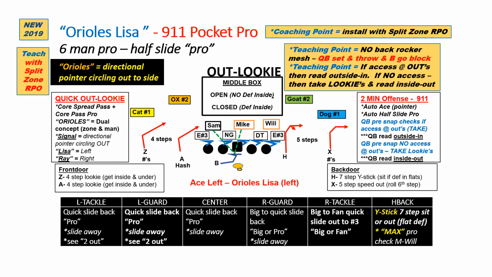So Lisa puts the protection to the left, man principle by the left tackle, left guard, and then the center, right guard, right tackle are going to be in a slide back zone principle. Back double checking Mike to Sam. Orioles, Lisa.